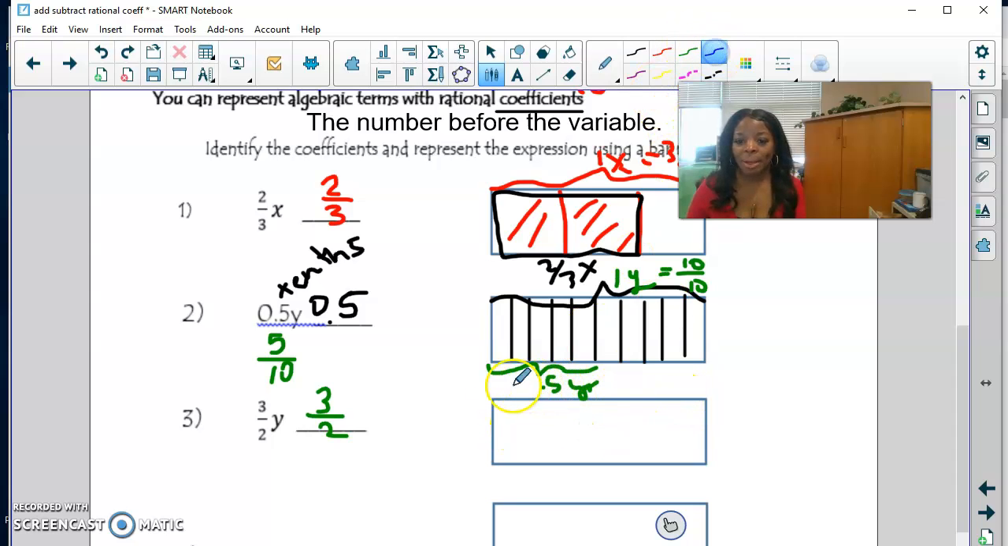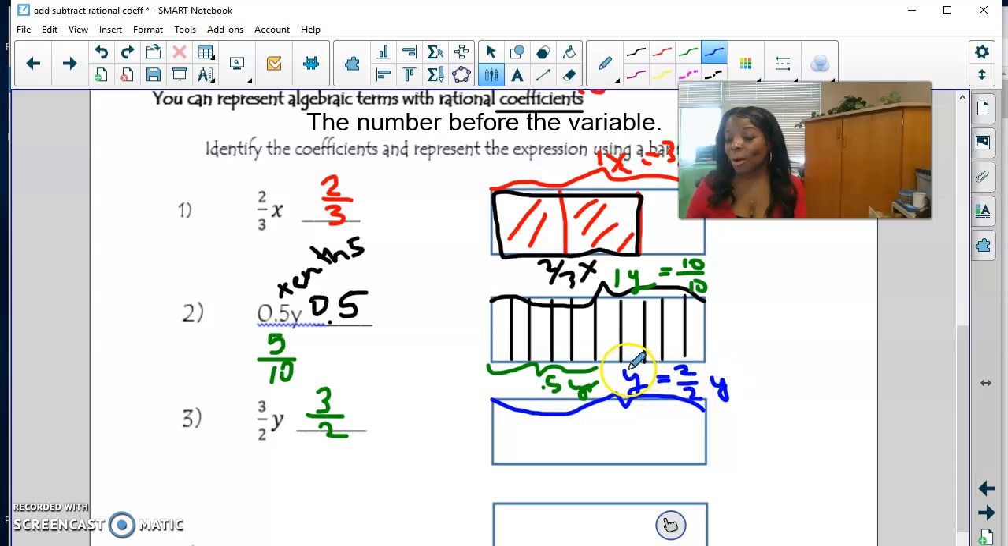Okay, we're going to pick up blue. 1 bar is y. How many halves is 1 y? How many halves is 1 whole? How many halves, how many 50 cents make $1? Okay. So 2/2 y is the same thing as 1y.